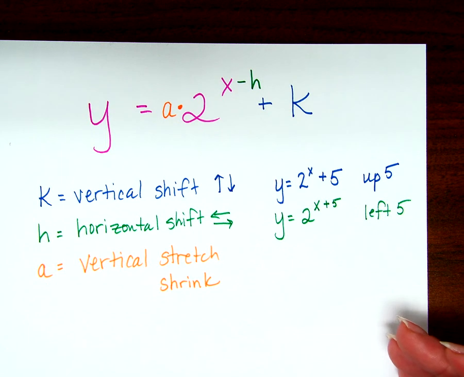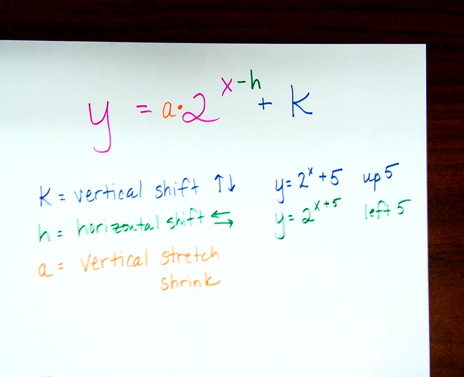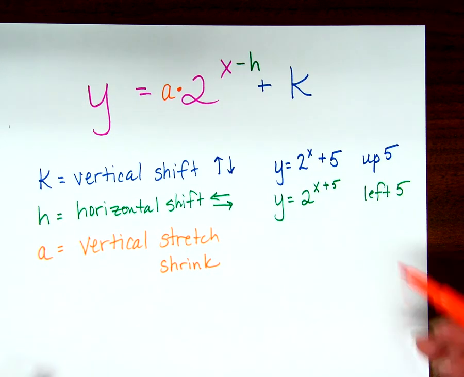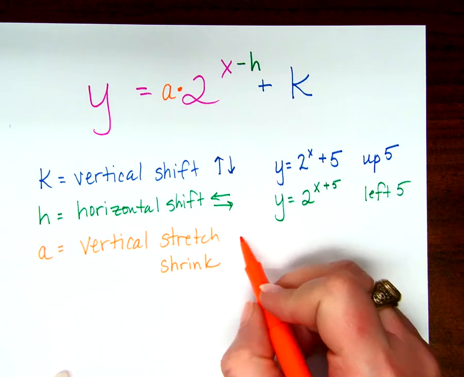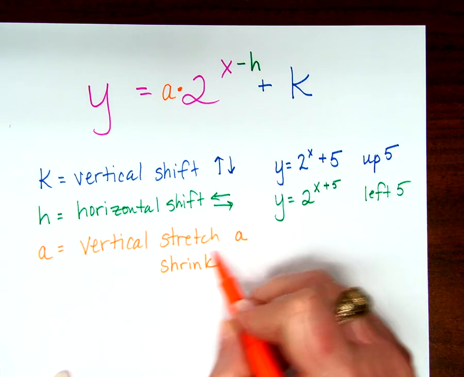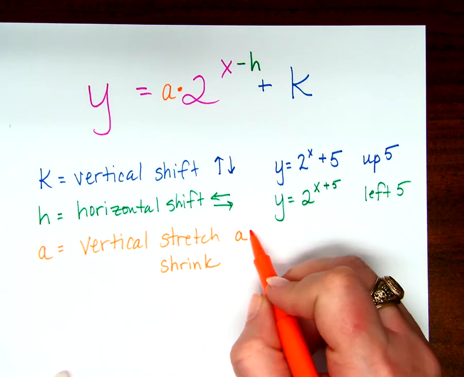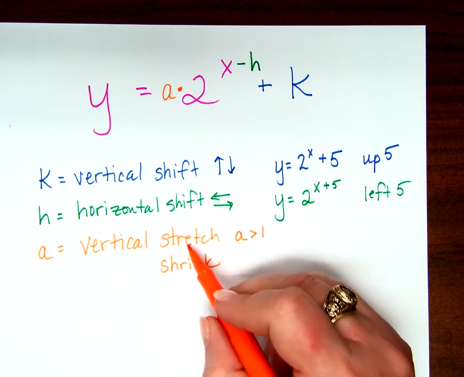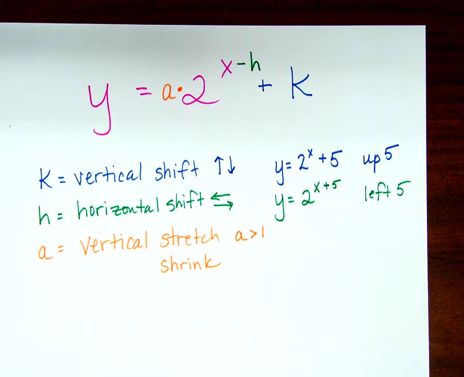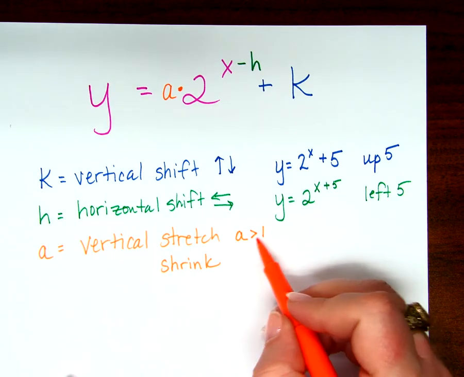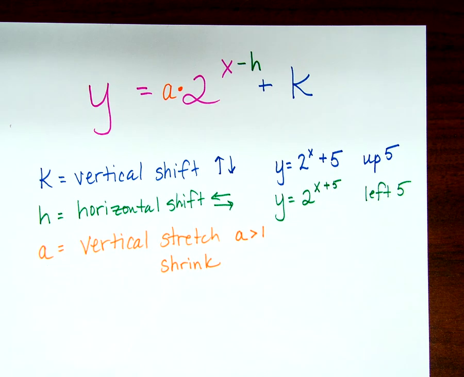It depends on what the number is, right? So let's remind ourselves how to tell if it's a stretch or a shrink. We have to look at A and see what it is. If A is greater than 1, if it's positive, it's a stretch. But it also has to be greater than 1, okay? Because 1/2 is positive, but that's not a stretch, is it? So if A is greater than 1, it's a stretch. How do we know if it's a shrink?